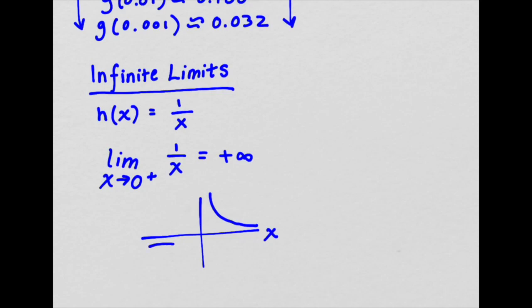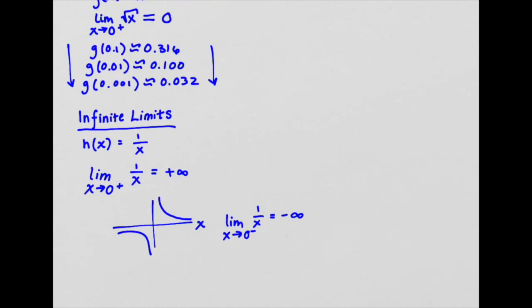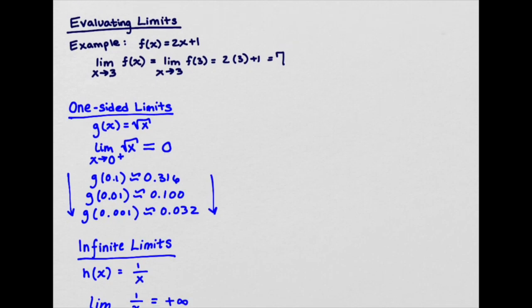On the other hand, if we approach 0 from the left side, the values of h of x decrease towards negative infinity. Therefore, the limit as x approaches 0 from the left side is negative infinity.